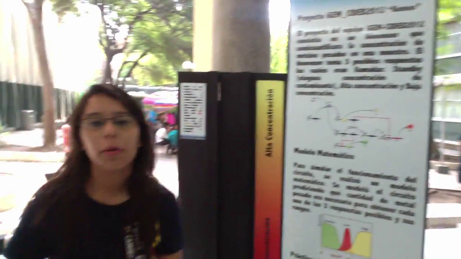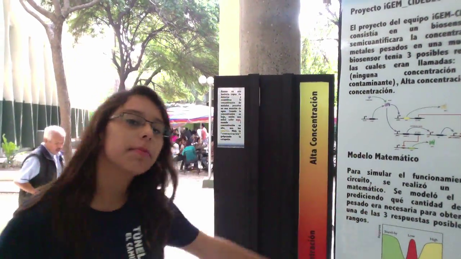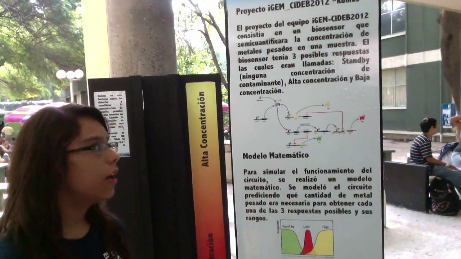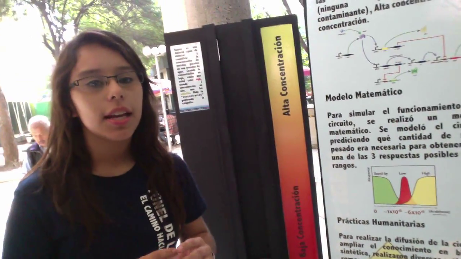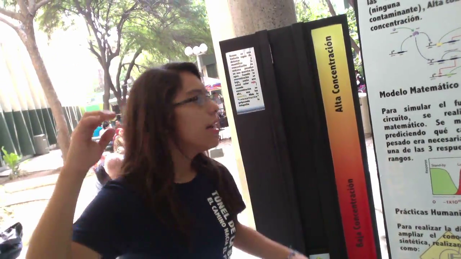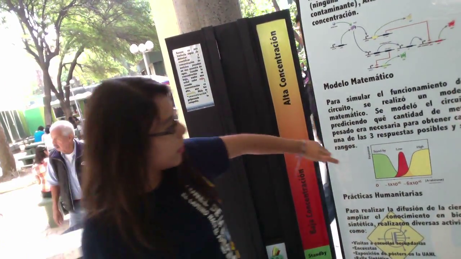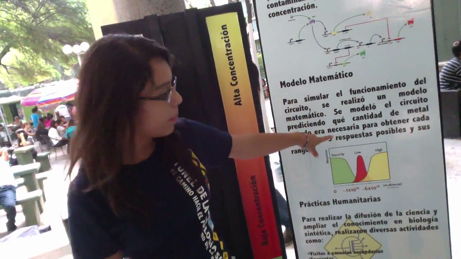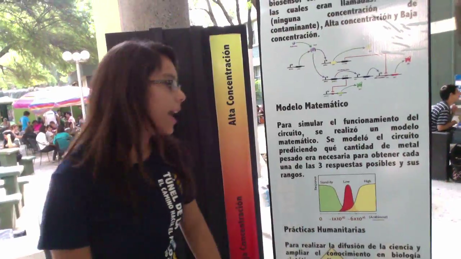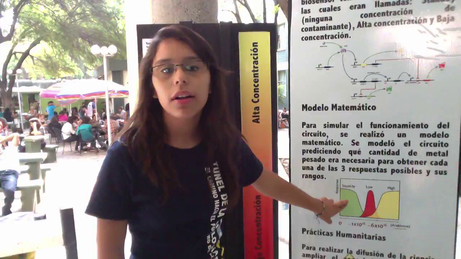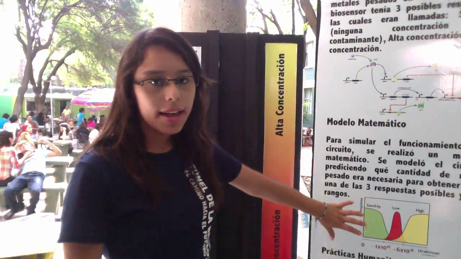Lily. Well, I am part of the CDEP team, and our project is about a biosensor of arabinose. It works in the following way. If we have a high concentration, the bacteria will appear with a yellow color. If there is a low concentration, the bacteria will appear with a red color. And if there is no concentration, the bacteria will have a green color, which we call standby state.